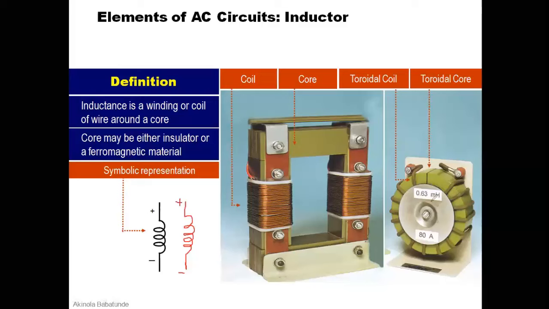There is another kind of core called the toroidal core. The toroidal core is like a donut-shaped core, and that is what we have here. You can see the toroidal coil around the toroidal core. So these are different types of cores. There are other types of cores that we could look at. Let's quickly check those out, and then we can go on.